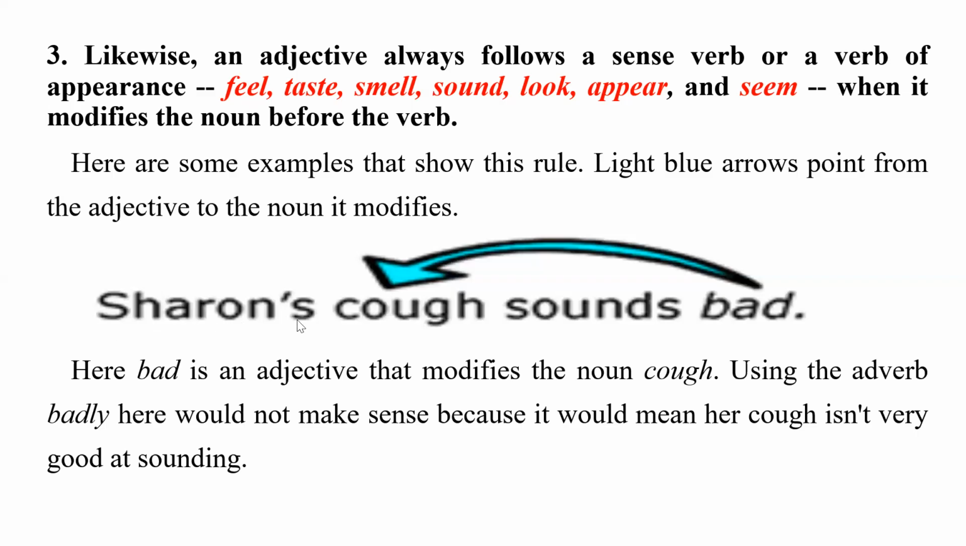Here, Sharon's cough sounds bad. Sound here is the verb, and bad is an adjective that modifies the subject, the noun cough. Using the adverb badly here would not make sense because it would mean her cough isn't very good at sounding. So remember, feel, taste, smell, sound, look, appear, and seem are all linking verbs, and they are used to link the subject with the rest of the sentence. And the rest of the sentence is usually a noun or adjective, which refers back to or modifies the subject of the sentence.